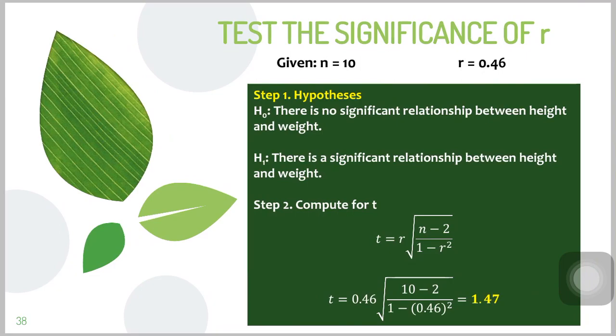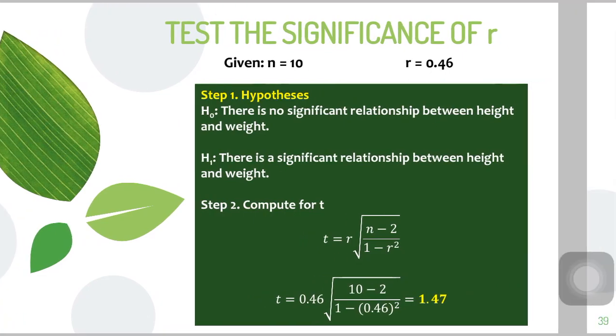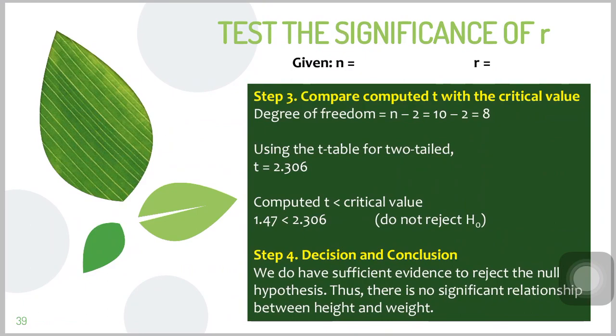Based on the computation, the value of our t is 1.47. Let's compare it with the critical value. Since our n is 10, our degree of freedom is n minus 2, that's 8. And based on our t table for two-tailed, our critical t is 2.306. If you draw the normal curve, you'll realize that 1.47 is less than 2.306, and our computed t is found in the acceptance region.